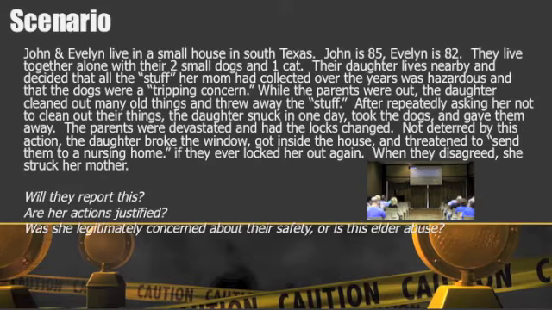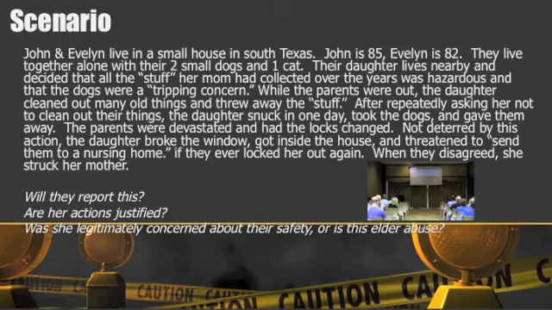Okay, so let's look at a scenario that's unfortunately very common, and I might ask y'all a few questions out here. In this scenario, John and Evelyn live in a small house in South Texas. John is 85 and Evelyn is 82. They live together alone with their 2 small dogs and 1 cat. Their daughter lives nearby and decided that all the stuff her mom had collected over the years was hazardous, and the dogs were a tripping concern. Those little yipping dogs were going to trip her mother.